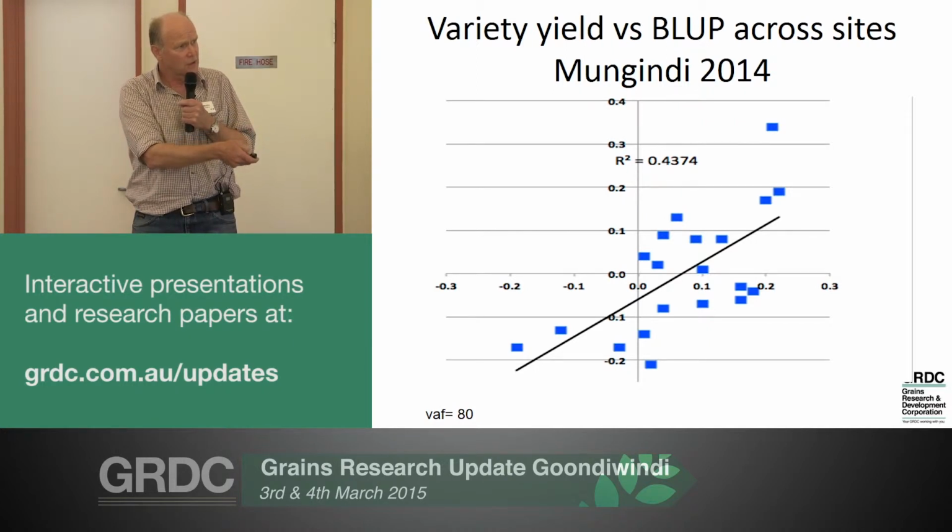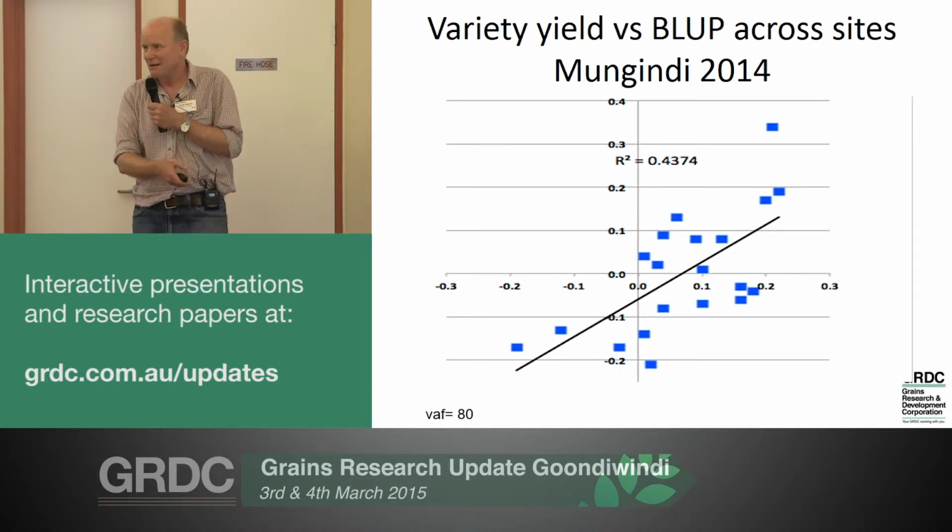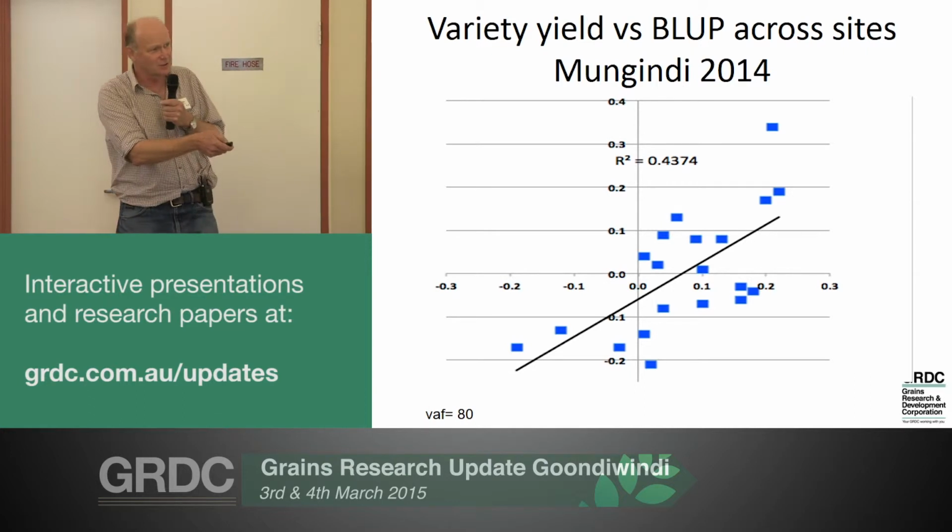The other thing that I'd note is if you're at Mungindi, it looks like you're going to have negative yields next year, so I wouldn't bother planting a crop the rate this is going.